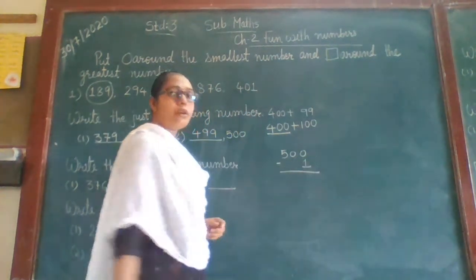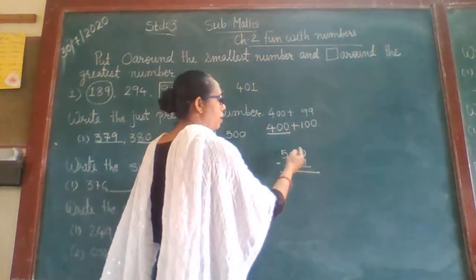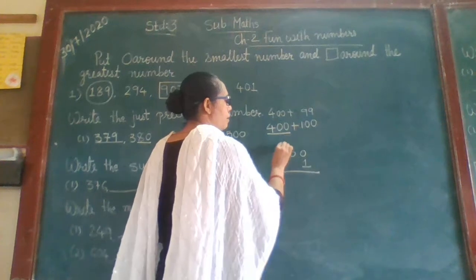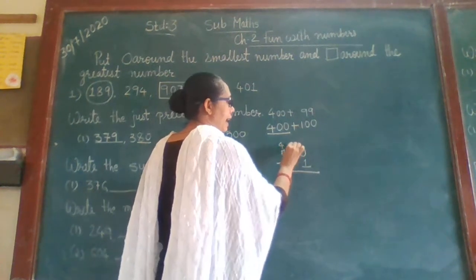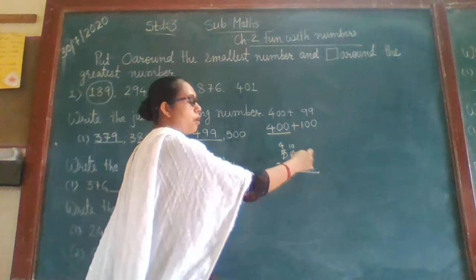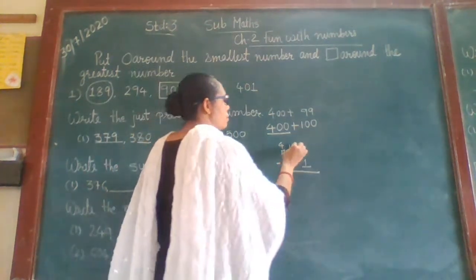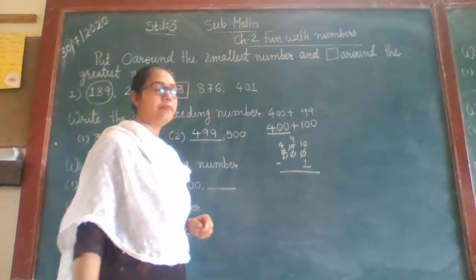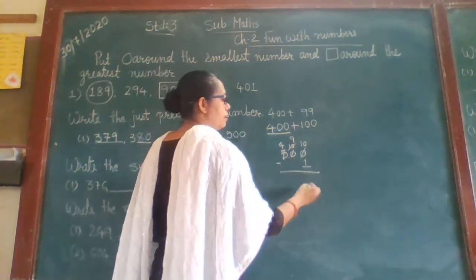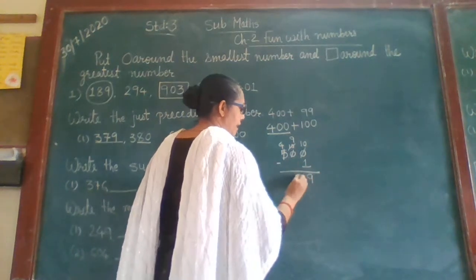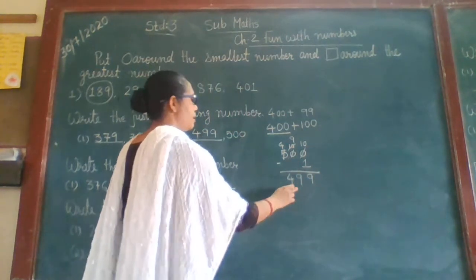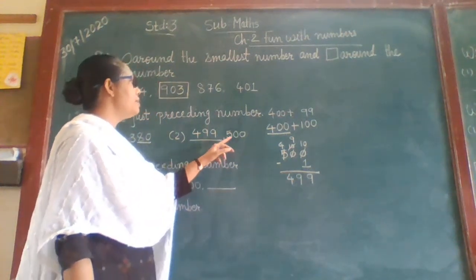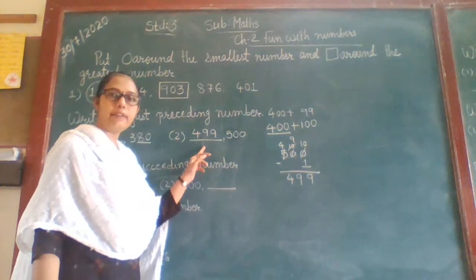0 minus 1 is not possible. So we have to borrow. Here also we have 0. So we have to borrow from 5. Here 4 remains. This 0 will get 10. But he has to borrow from another 0. Now 10 minus 1, 9. 9 as it is and 4 as it is. So we get number 499. It comes just before 500. Understood?